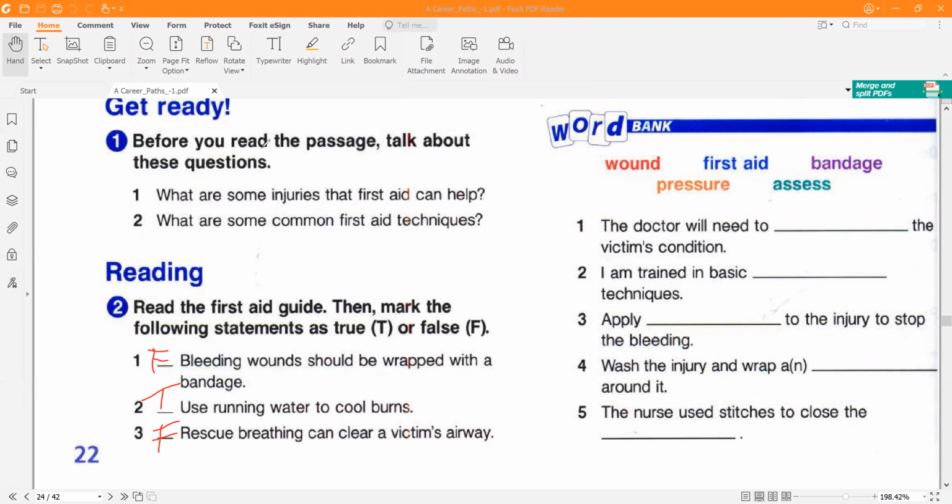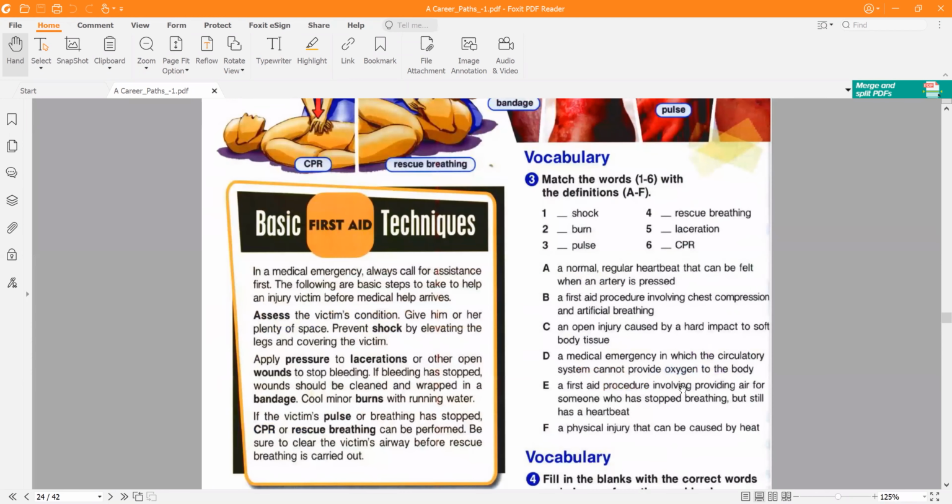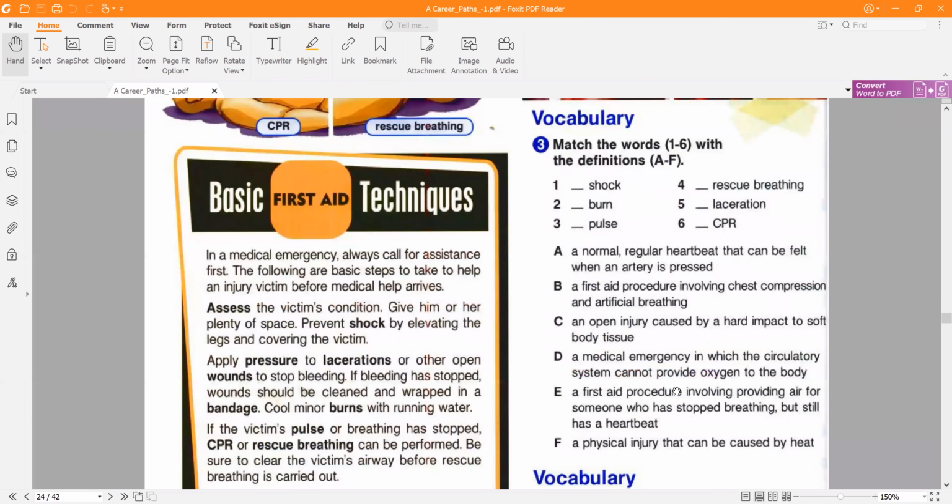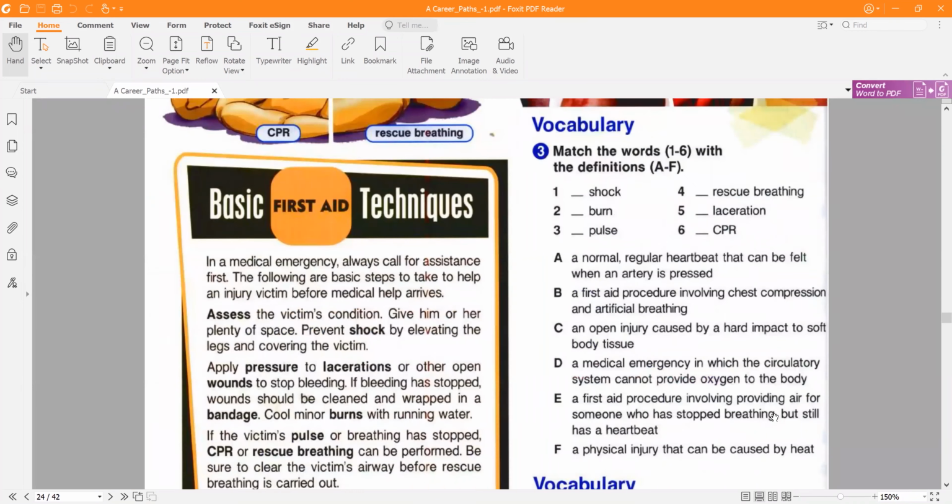Okay, now we are going to go to the vocabulary. So we have the first list of vocabulary matching. Match the words 1 to 6 with sentences A to F. So number 1, shock. Shock is number D. A medical emergency in which the circulatory system cannot provide oxygen to the body. Okay, so this is number D.